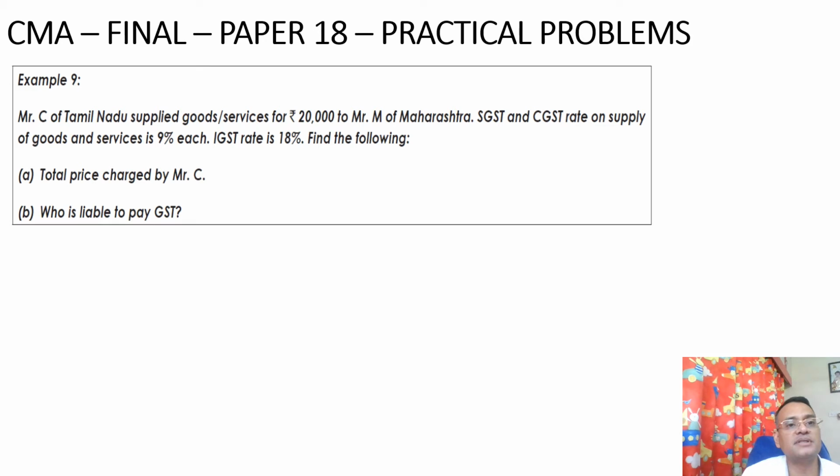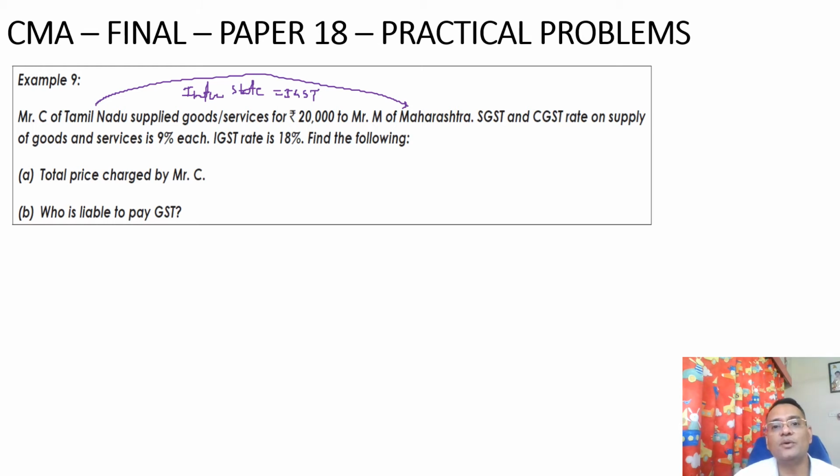Next one is Mr. C of Tamil Nadu supplied goods/services for rupees 20,000 to Mr. M of Maharashtra. So material is going from Tamil Nadu to Maharashtra. So this is interstate. When there is an interstate supply, IGST would be charged or applicable.